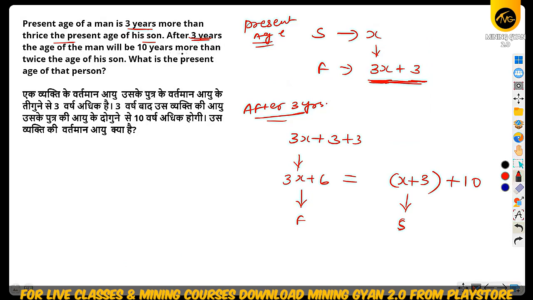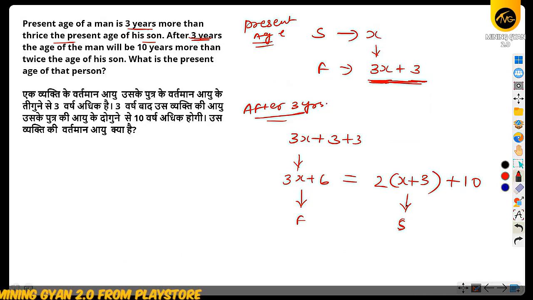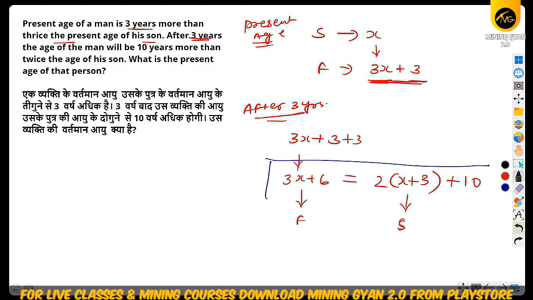10 years more than whose age? Twice the age of his son. So just multiply by 2. This is basically twice the age of the son. Is it clear? Just 2 into x plus 3, because we have the after 3 years condition. So the age of the son will be x plus 3, and twice the age of the son is 2 into x plus 3, and it will be 10 years more. So this is the logical portion of the question. Now just find the value of x and you will get the present age of the person.